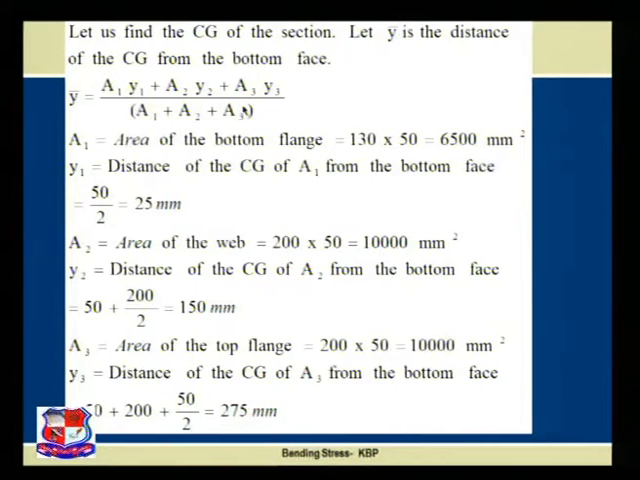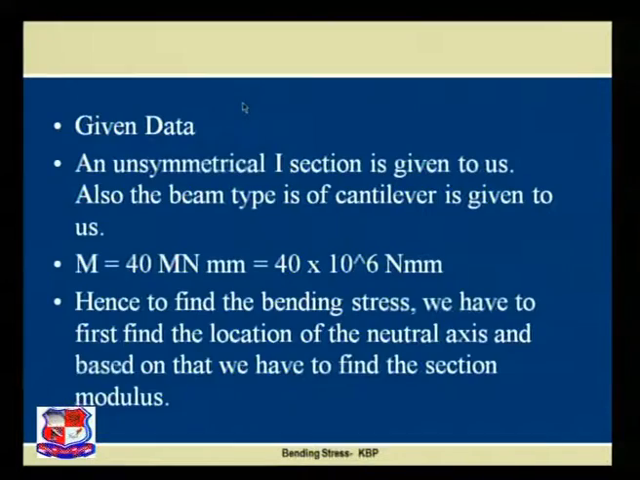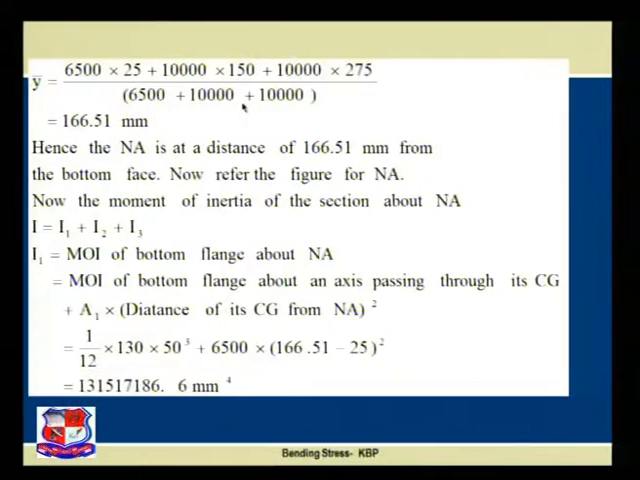So once we know all these things, we have to put this value in this equation. If we refer to it, then it is 6500 multiplied by 25 plus 10,000 multiplied by 150 plus 10,000 multiplied by 275 divided by the summation of area, and we found the value of YB. Remember, this is my YB, that is 166.51 mm. I found the depth of the neutral axis from the bottom fiber is 166.51 mm.